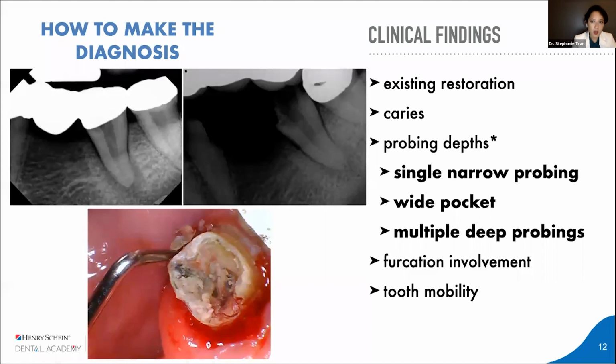So is it a single narrow probing? Is it a wide pocket? How many there are and where they are? Is it associated with a fracture visibly, clinically, like you can see the fracture that is associated with it, or not? Is it in multiple areas? Does it involve the bifurcation? And also evaluating the mobility of the tooth itself.